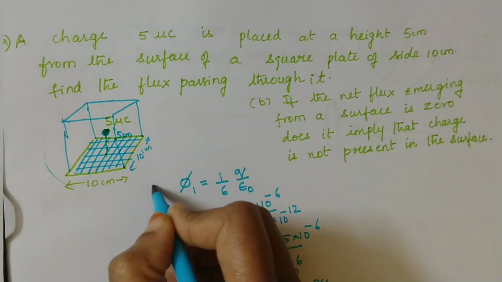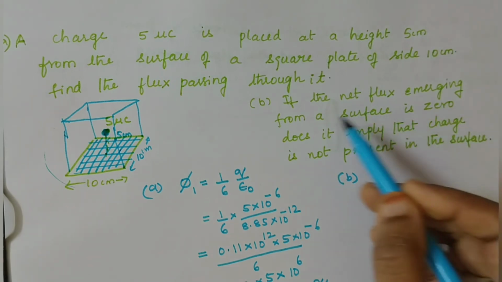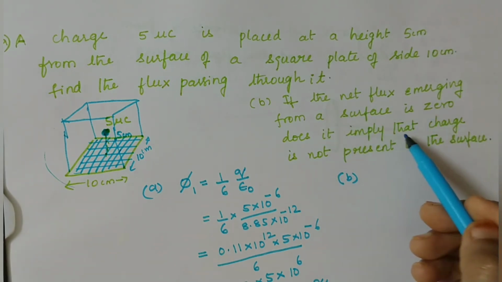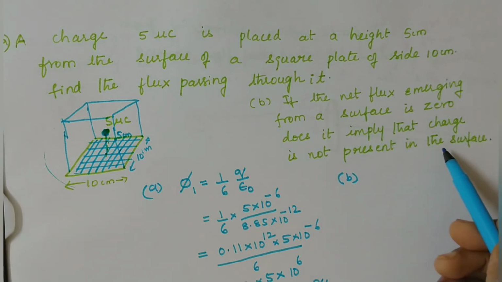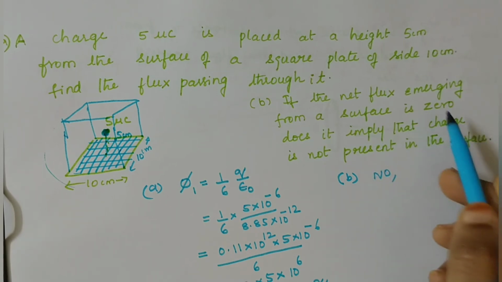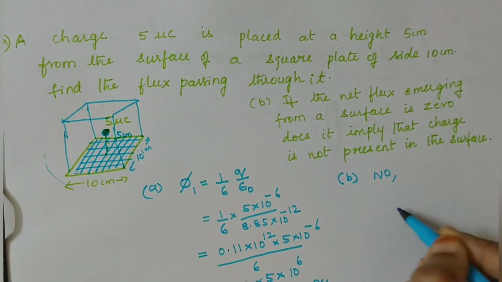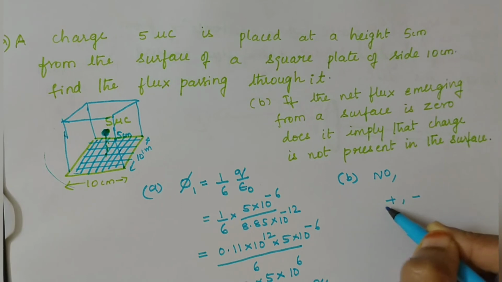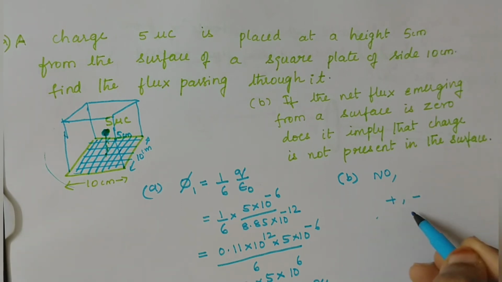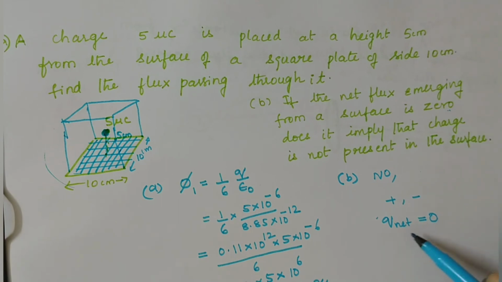Now for the same question, this is the answer for the A bit. Now look at B bit. If the net flux emerging from the surface is 0, does it imply that the charge is not present inside the surface? So the answer for this question is no, because if the net charge emerging from the surface is 0, it may also happen like it is containing equal and opposite charges. Like plus 10 and minus 10, charges are present, but if the net charge is 0, the flux emerging from it will be 0. It doesn't mean that there is no charge. Charge may be present, but net charge must be equal to 0.